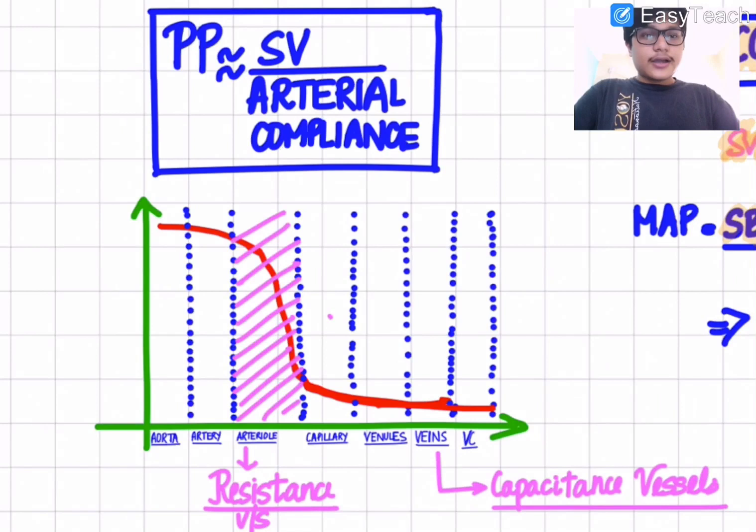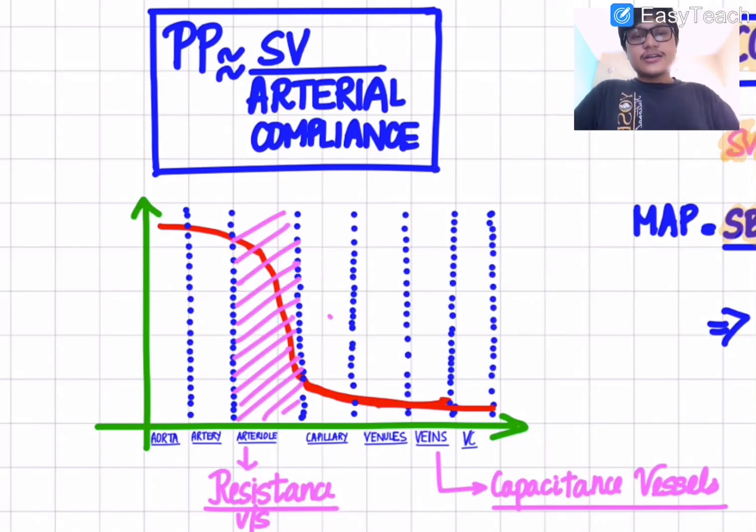Let's come to this part. Now, there are various branches of the arterial system. I hope you know that from the aorta will branch the arteries. From the arteries there will be the arterioles. From the arterioles there will be the capillaries. From the capillaries the venules, the veins, and finally the vena cava.